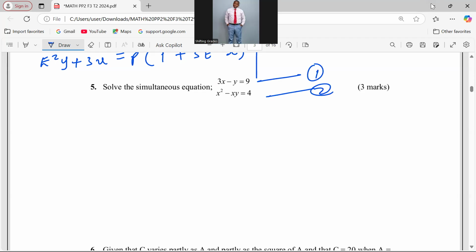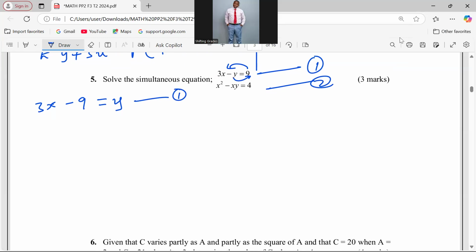Now, equation 1 can be expressed such that we make y the subject. To make y the subject, we can take it to the right where it becomes positive. Then we have 3x minus 9, because there is 3x here, and when we take 9 to the left, it becomes negative. But y taken to the right will become positive that way. So this is equation 1. Now, in equation 2, instead of y, we can use 3x minus 9. So x squared minus x multiplied by y, which is 3x minus 9, equals 4.